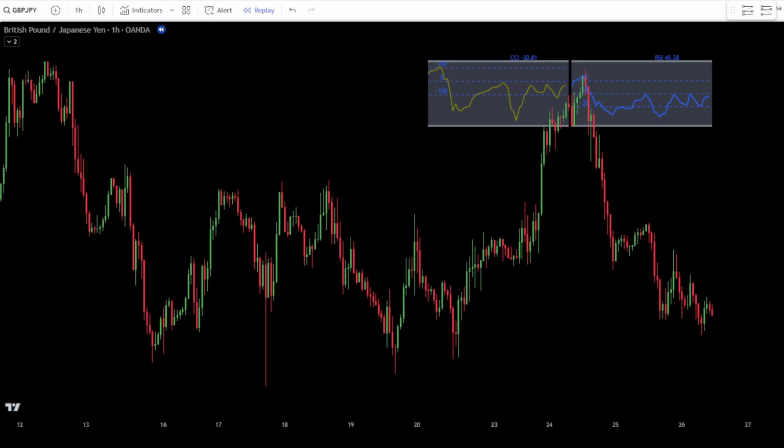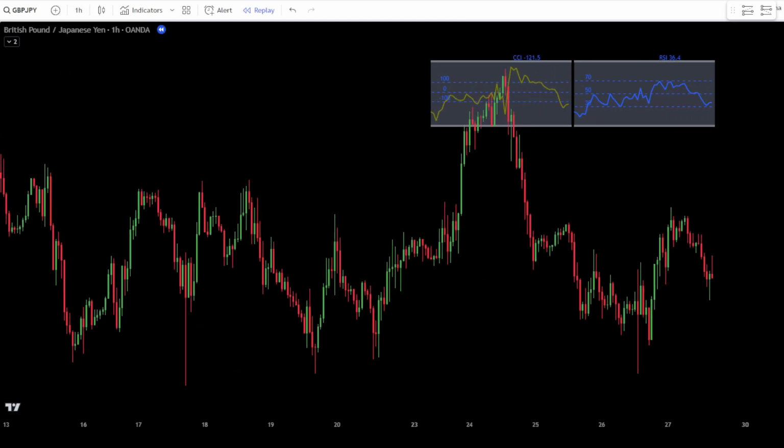If your TradingView account is limited to just 2 indicators, I recommend you use this one.